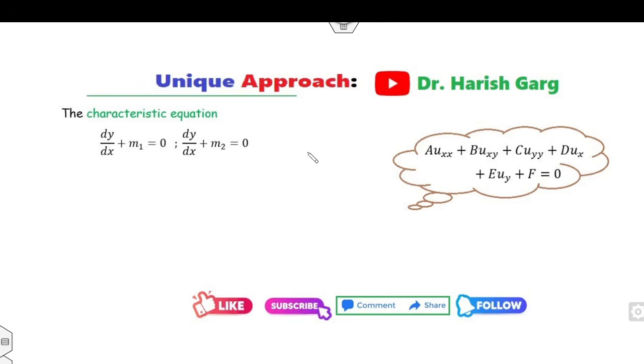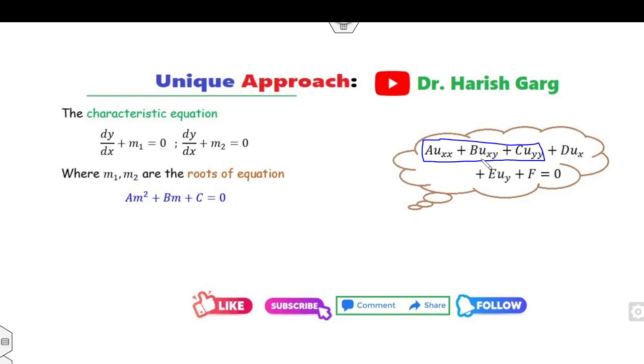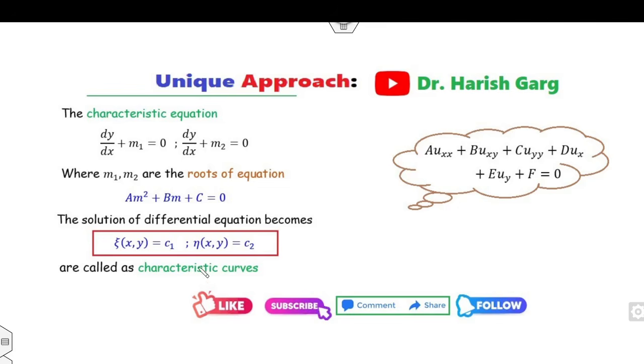The second concept which is needed in the partial differential equation is the characteristics equation. You can transform the partial differential equation into the characteristics form, where m1 and m2 are the roots of this quadratic, that is, the roots of am square plus bm plus c. Once you find the roots, I can solve this equation, and I will get the two solutions. I denote the two solutions as xi and eta, and these are called the characteristics curves.